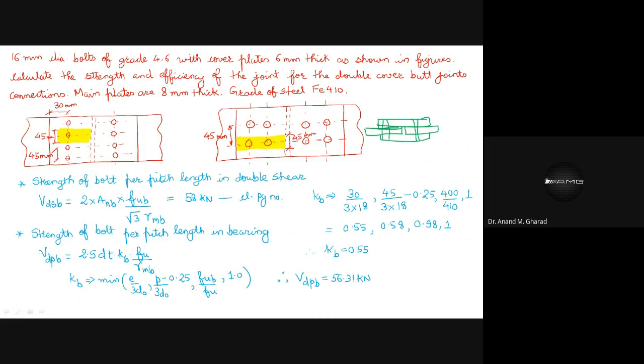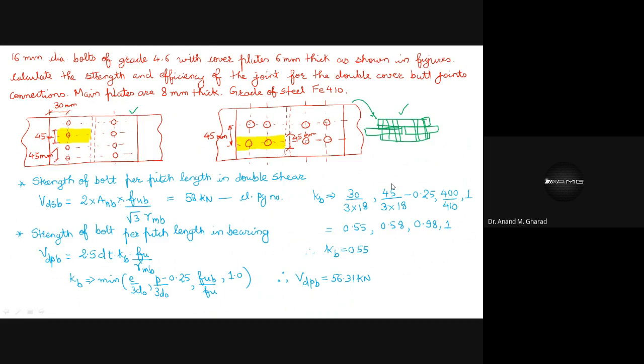So this figure is related to this figure. For this, one more bolt has to be added like this. So this is for this. Correct. Now, the strength of the bolt per pitch length in double shear is easy to calculate. You are supposed to write down all this stuff. Then the strength of the bolt per pitch length in bearing.